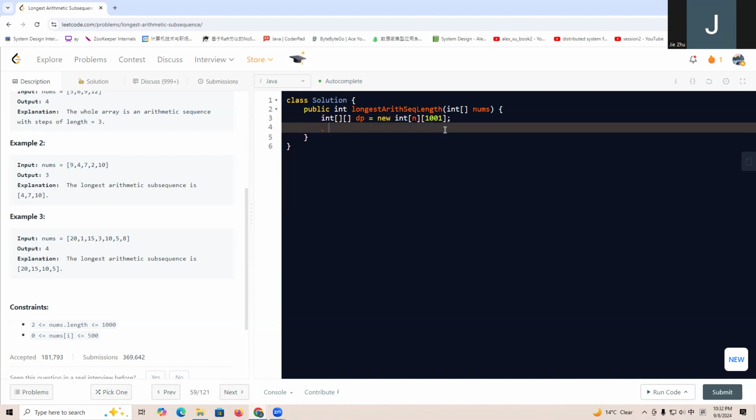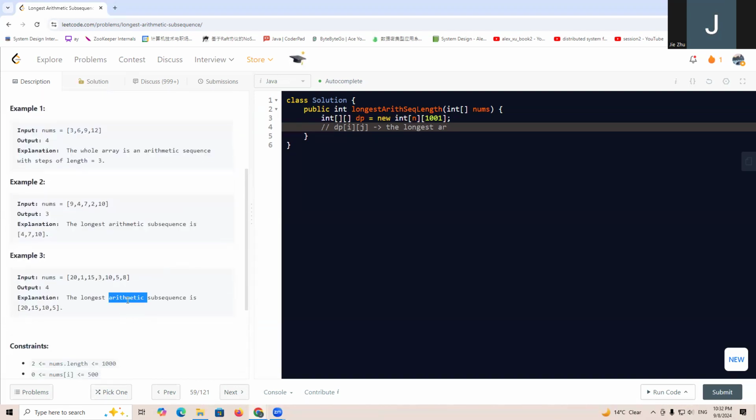So we'll say dp[i][j] means the longest arithmetic subsequence ending at index i, with common diff j. For this j, we shift by 500.